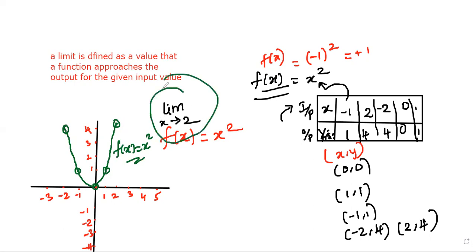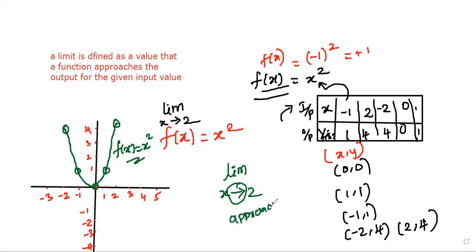So what does this limit x approaches to have to do with it? I have to brief you about this representation. LIM denotes the word limit. You are limiting the function to some value. Underneath they have mentioned x approaches 2. So you have to read this as approaches or tends to. Is it clear?